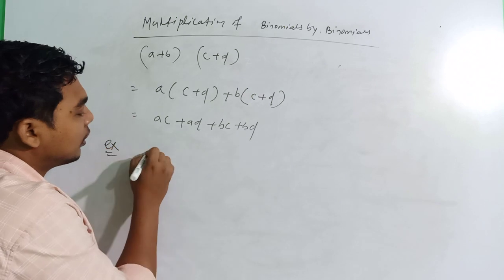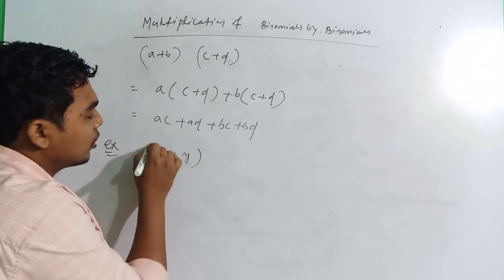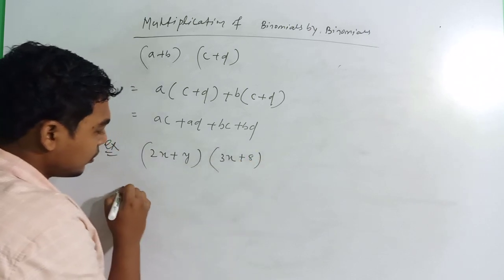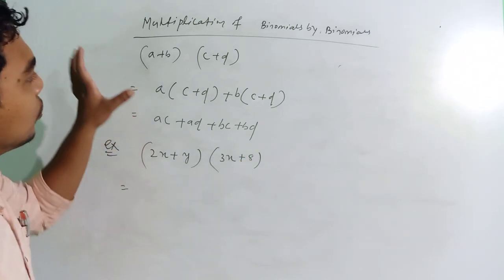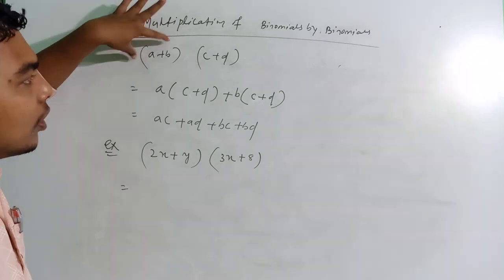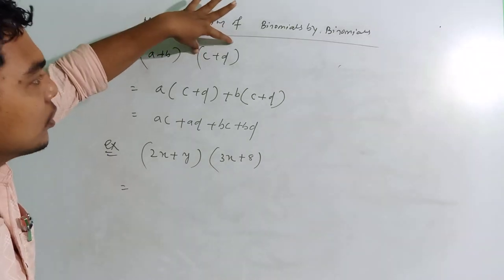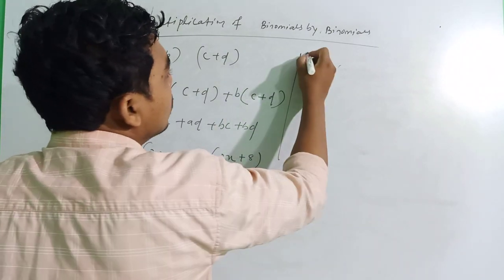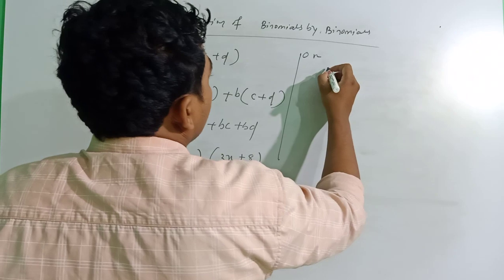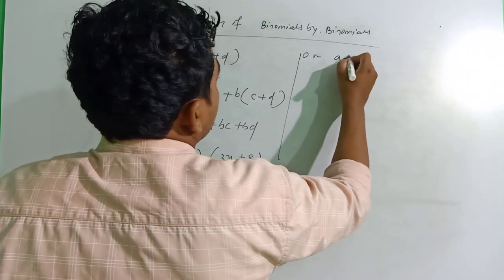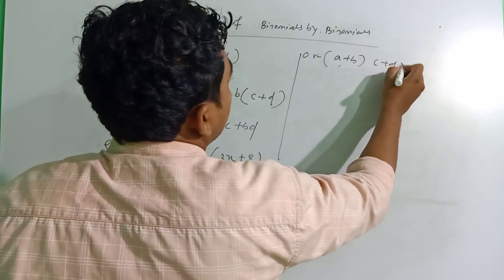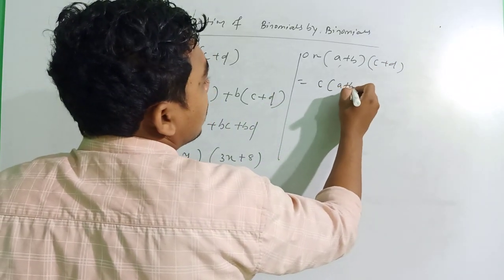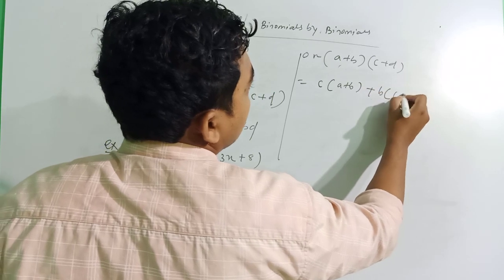Suppose हम example लेते हैं: 2x plus y should be multiplied with 3x plus 8. So as your choice you can take one constant this way or the other one constant. पहले इसको constant रखें, इसको भी constant रख के कर सकते हैं. And you can take a constant the same way: (a plus b) constant, c whole into a plus b, plus d whole into a plus b.